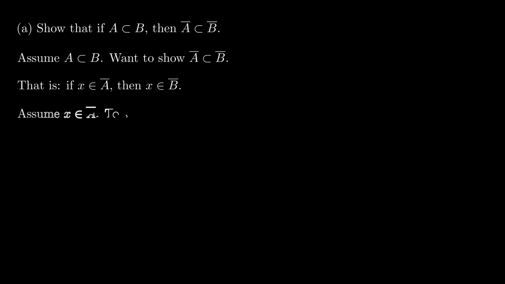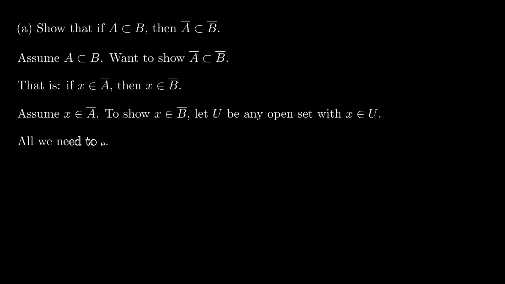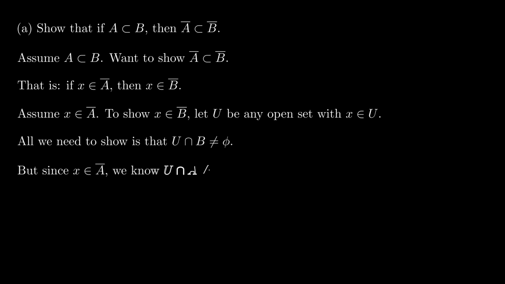To show that X is in the closure of B, let U be any open set containing X. All we need to show is that U intersection B is non-empty. But since X is in the closure of A, we know U intersection A is non-empty. And since A is a subset of B, then necessarily U intersection B is non-empty, as wanted.